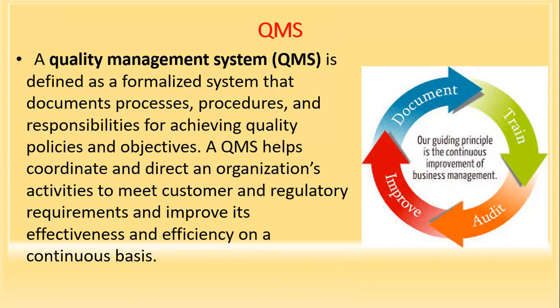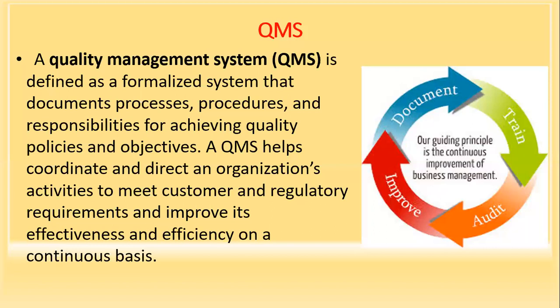Quality management system is defined as a formalized system, right? That documents the processes, procedures, and responsibilities. So everything will be documented: what are the responsibilities of a top-level manager, what are the responsibilities of a middle-level manager, what is the responsibility of a supervisor. All these things will be documented. Similarly, the procedures and the processes, everything will be documented. So once they document, they have to abide by those things.